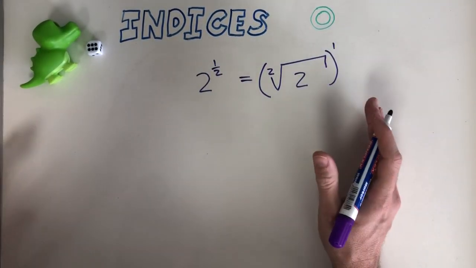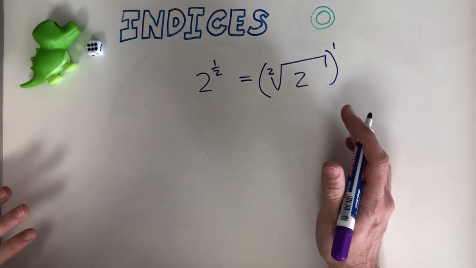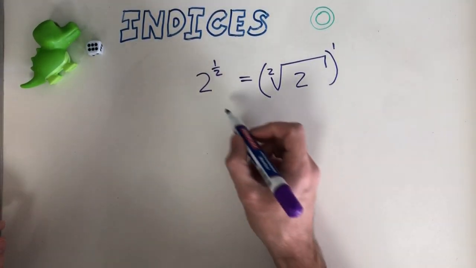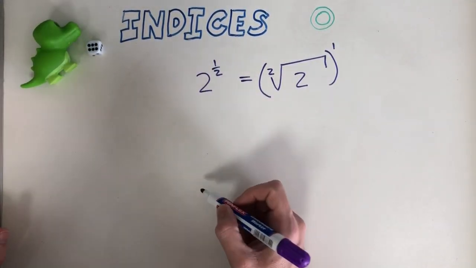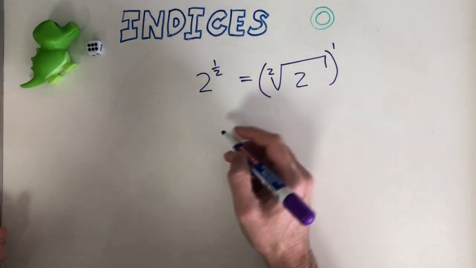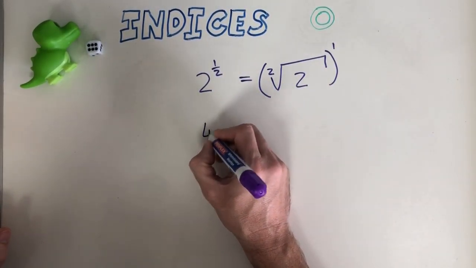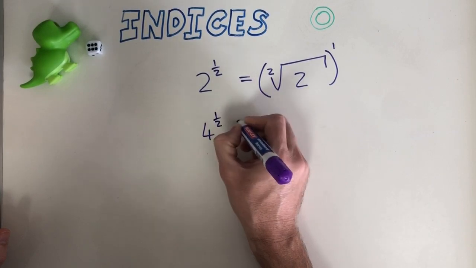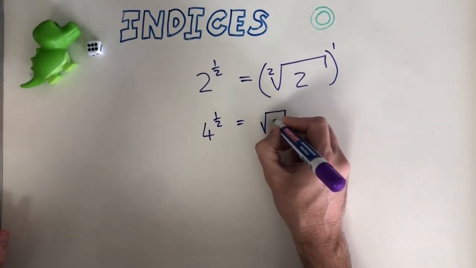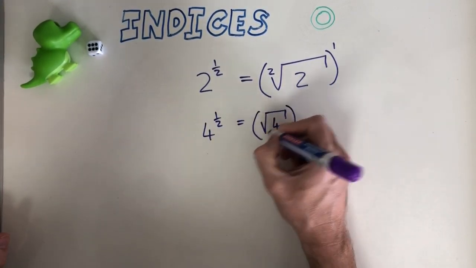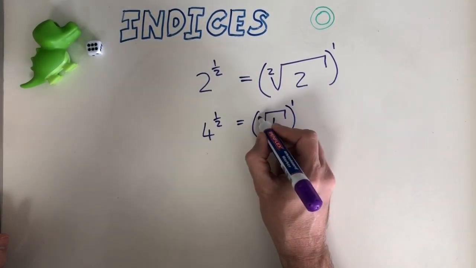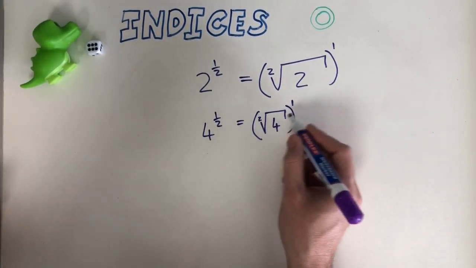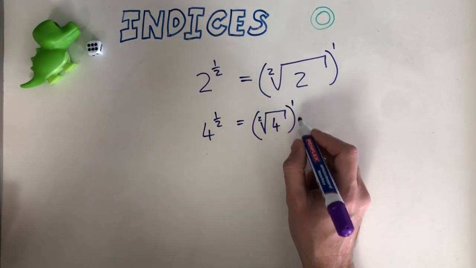Okay, we'll do a couple of examples. It's a bit of a tricky thing. It's basically saying the square root of 2. So if it's a half, it's going to be the square root of 2. Let's do 4 to the power of a half. That would be the square root of 4 raised to the power of 1. I don't write the 2 there because it's the square root, and I don't really have to write the 1 there.